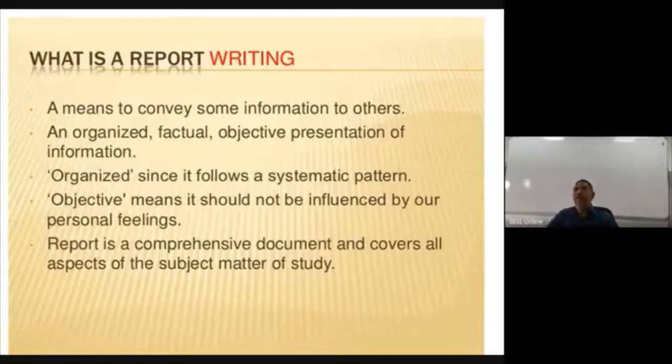sometimes you may have to prepare a report to get the approval of higher management. Right? So therefore, the report is a means to convey some information to others. Who are the others? The high management. Convey some information, and convince the high management about your proposal. That's the objective of writing a report.